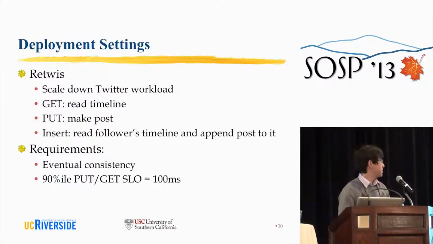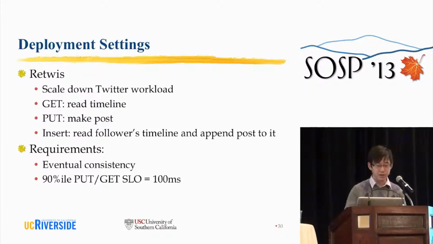So last, let me show the operation latency when using SPANStore. Due to time constraints, I'll only show the results for Retwis. We deployed a SPANStore prototype across three different clouds: S3, Azure, and Google Cloud Storage. And we run Retwis on each EC2 data center. We scale down actual Twitter workloads as the workload input for Retwis. While Retwis is running, we measure several operations' latency.